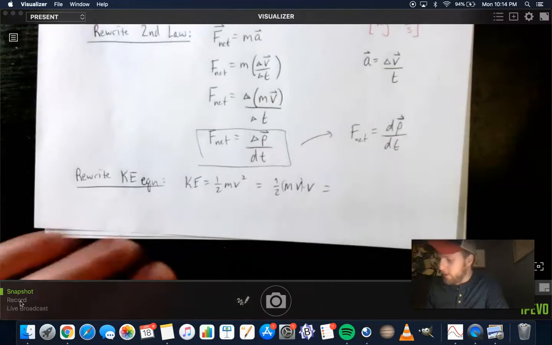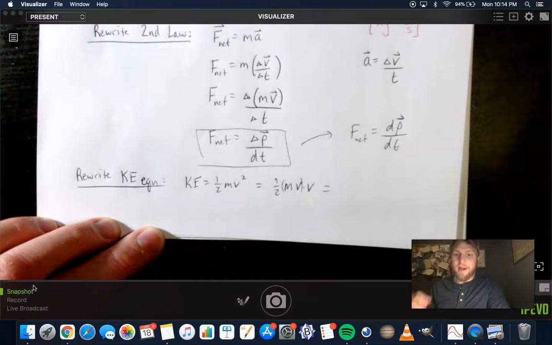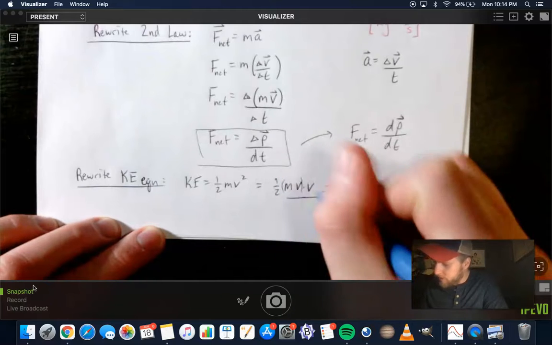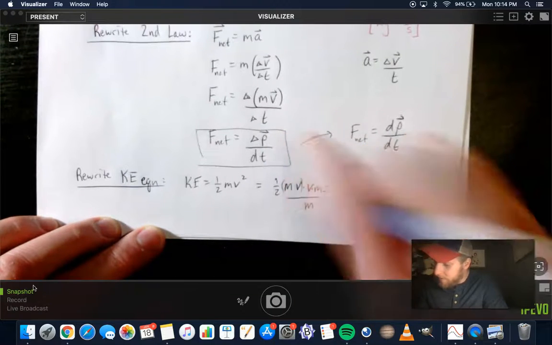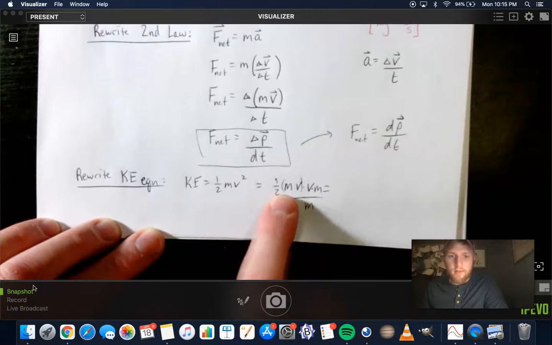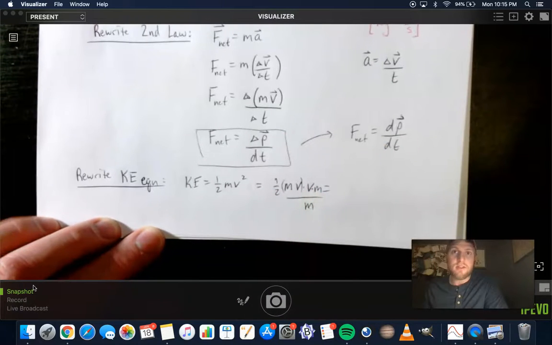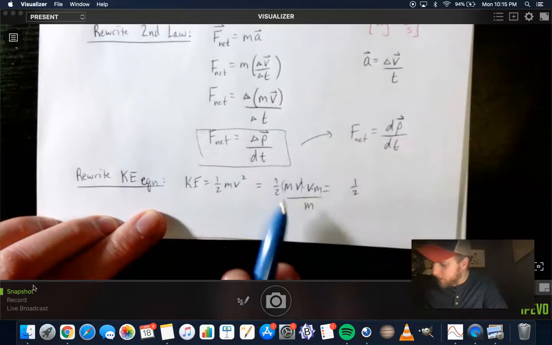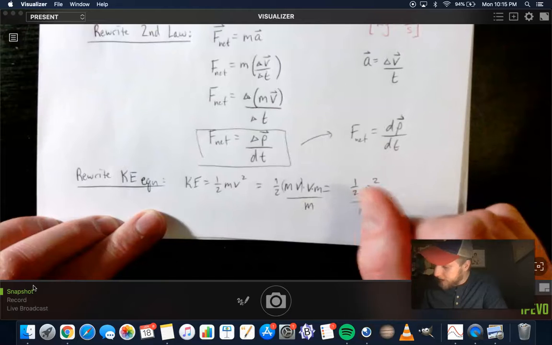Continuing with rewriting it in a funny way, I'm also going to multiply and divide by m. I'm sort of adding extra information. You'll see why in just a moment. So I'm going to both multiply and divide by m. The reason we're going to do this is you see now I have mv and mv again. That's momentum twice. So that's just 1/2 times p and p, so momentum and momentum again. So p squared over m.